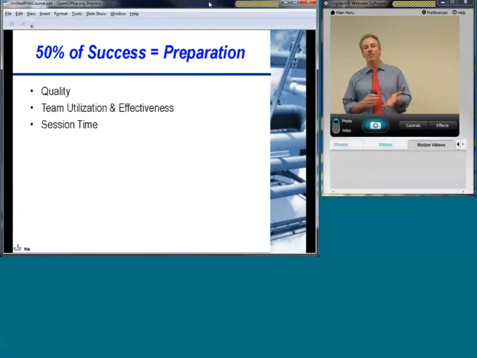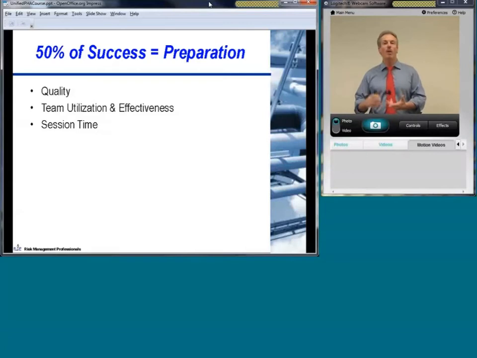50% of the success of a HAZOP study is really preparation. The facilitator understanding the technology, reviewing the drawings, getting key templates in place to help guide the team. It really helps quality. It helps make sure the team's time is properly utilized and effective, and it also keeps the session time minimized.